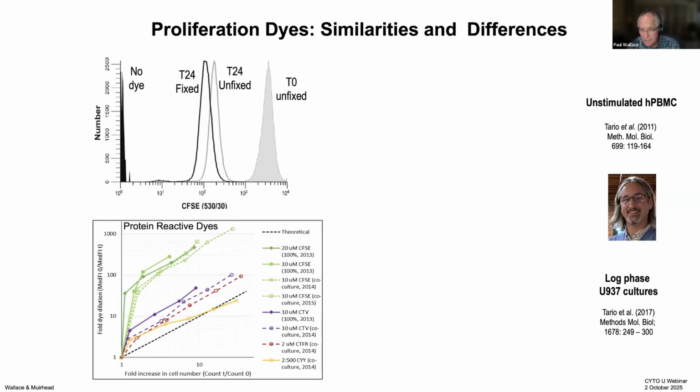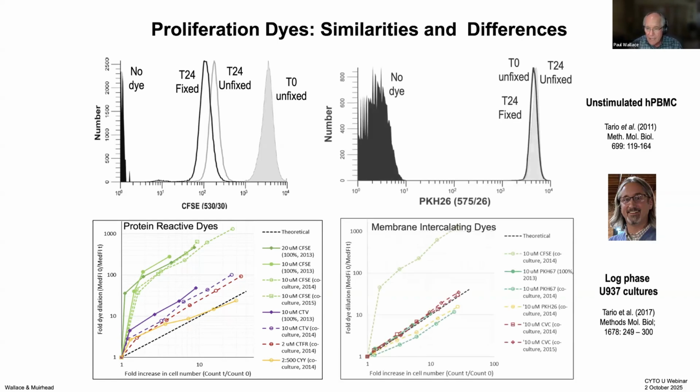Cell division and dilution should therefore not be initiated until after the rapid loss phase is completed. With membrane dyes, there is no early loss phase, and dilution can be initiated immediately post-staining. Proliferation dye staining is typically several orders of magnitude brighter than antibody staining.